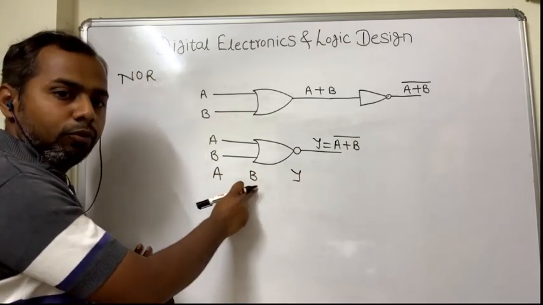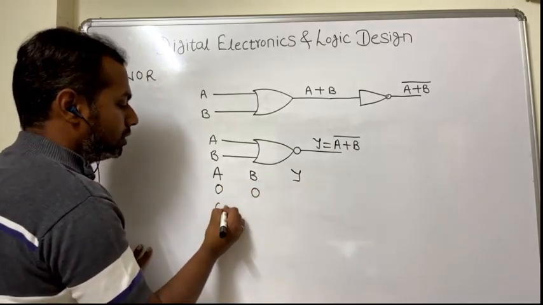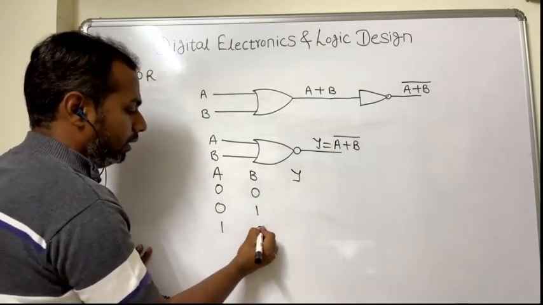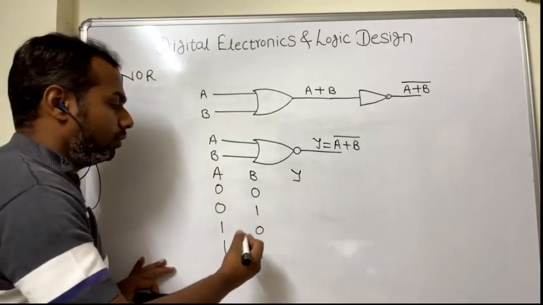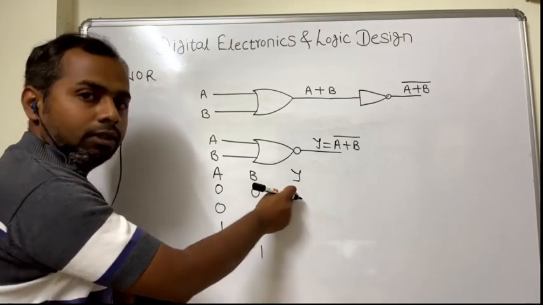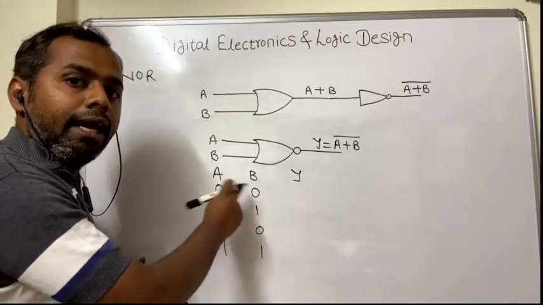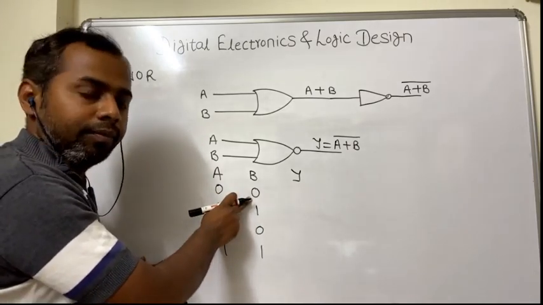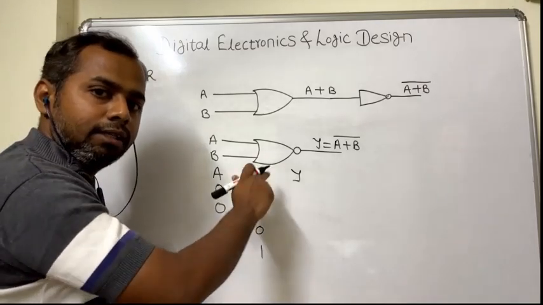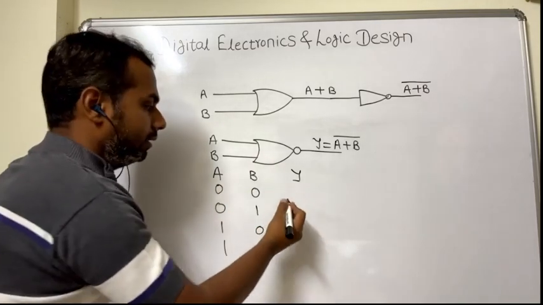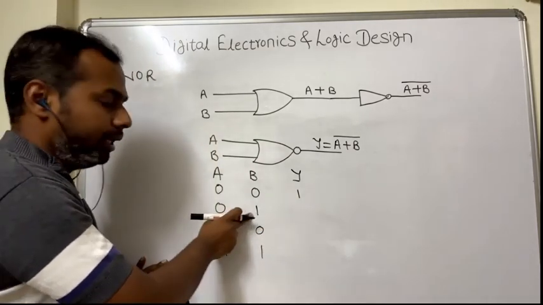A, B are the inputs, Y is the output. So for two inputs, again we are having four possible combinations of 0, 1. Those are 0 0, 0 1, 1 0, 1 1. For these four combinations, I am going to write down the output value. What is OR operation between A and B? A or B? It is A equal to 0, B equal to 0, 0 or 0 is 0, and its complement, it is 1. Then A equal to 0, B equal to 1.